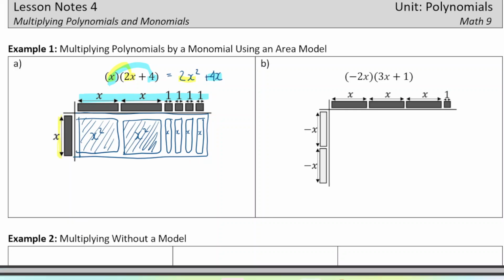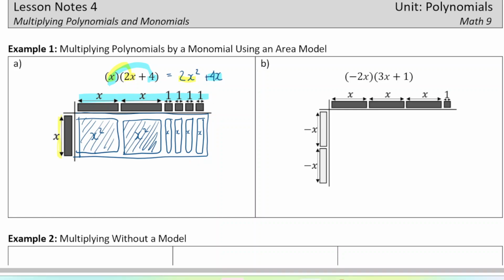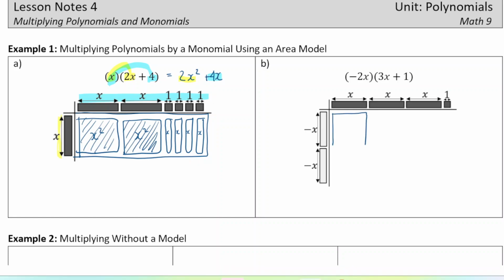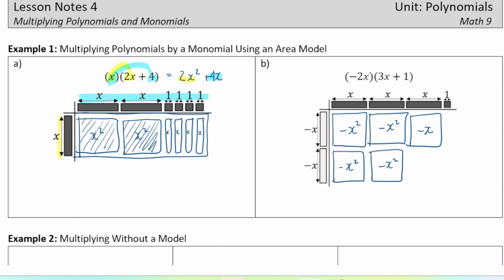So here we have negative 2x as the length and 3x plus 1 as the width, and we're going to fill in what we get as the result. So this will be negative times a positive is negative, and then I'll have another negative x squared, just filling the space up, another negative x squared, another negative x squared, and one more, and one more. That is the result we get when we multiply negative 2x with 3x. That's going to be our negative 6x squared.